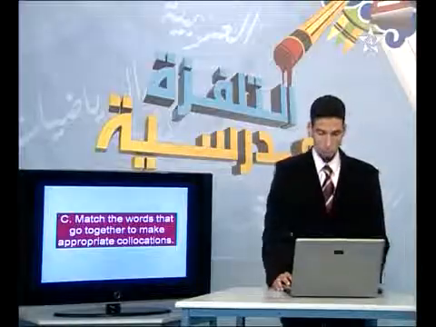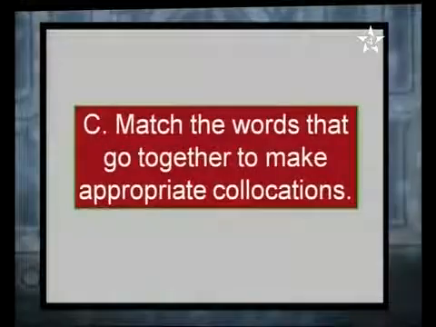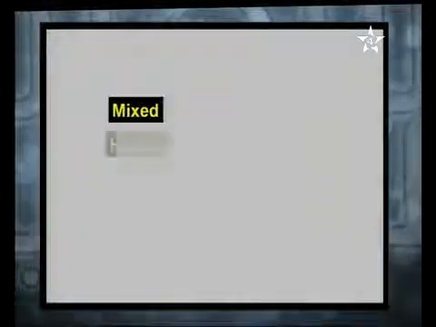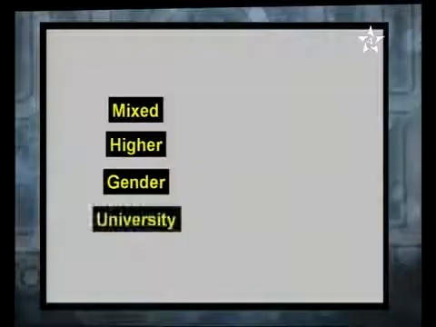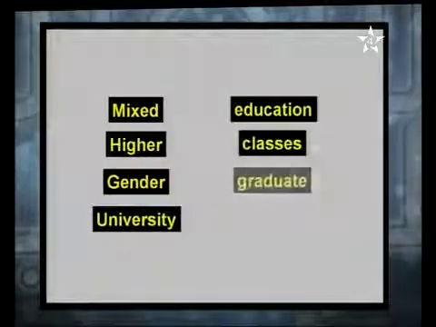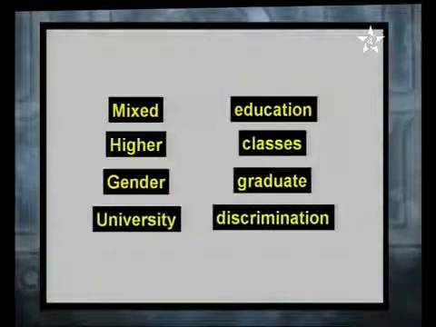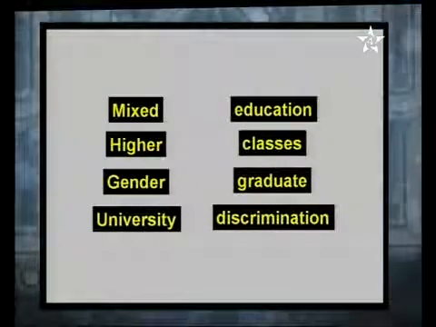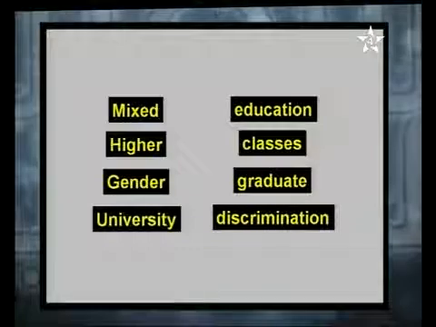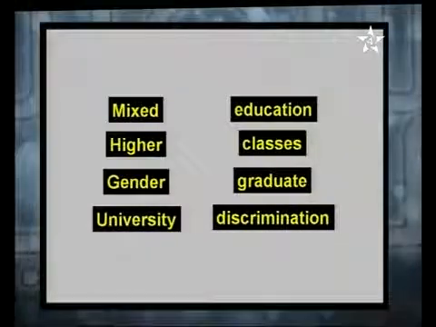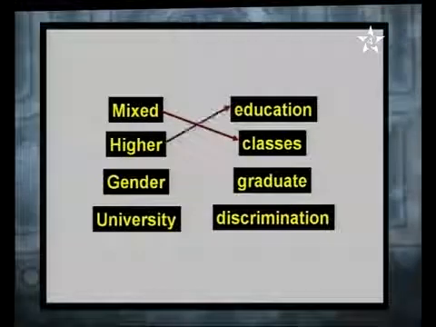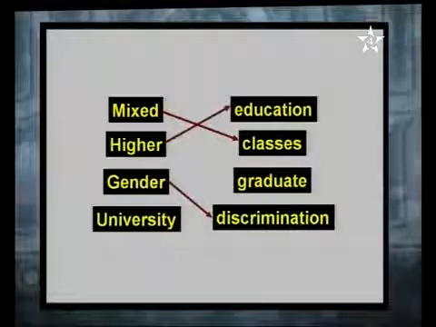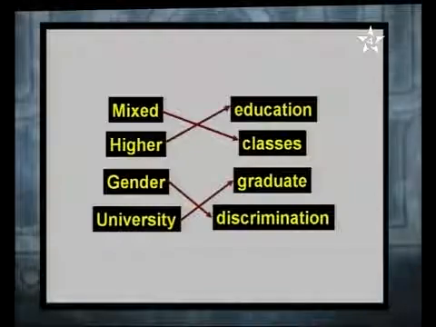Good. C. Match the words that go together to make appropriate collocations. We have seen before in the first set a similar activity. So we have mixed, higher, gender, university. Second set, education, classes, graduate, discrimination. Okay? So each word goes with the other. Correction. What do you think? So, mixed, what do we say? You are familiar with this collocation in your books. Mixed classes, higher education, gender discrimination, sex discrimination, male, female, university graduate, right?